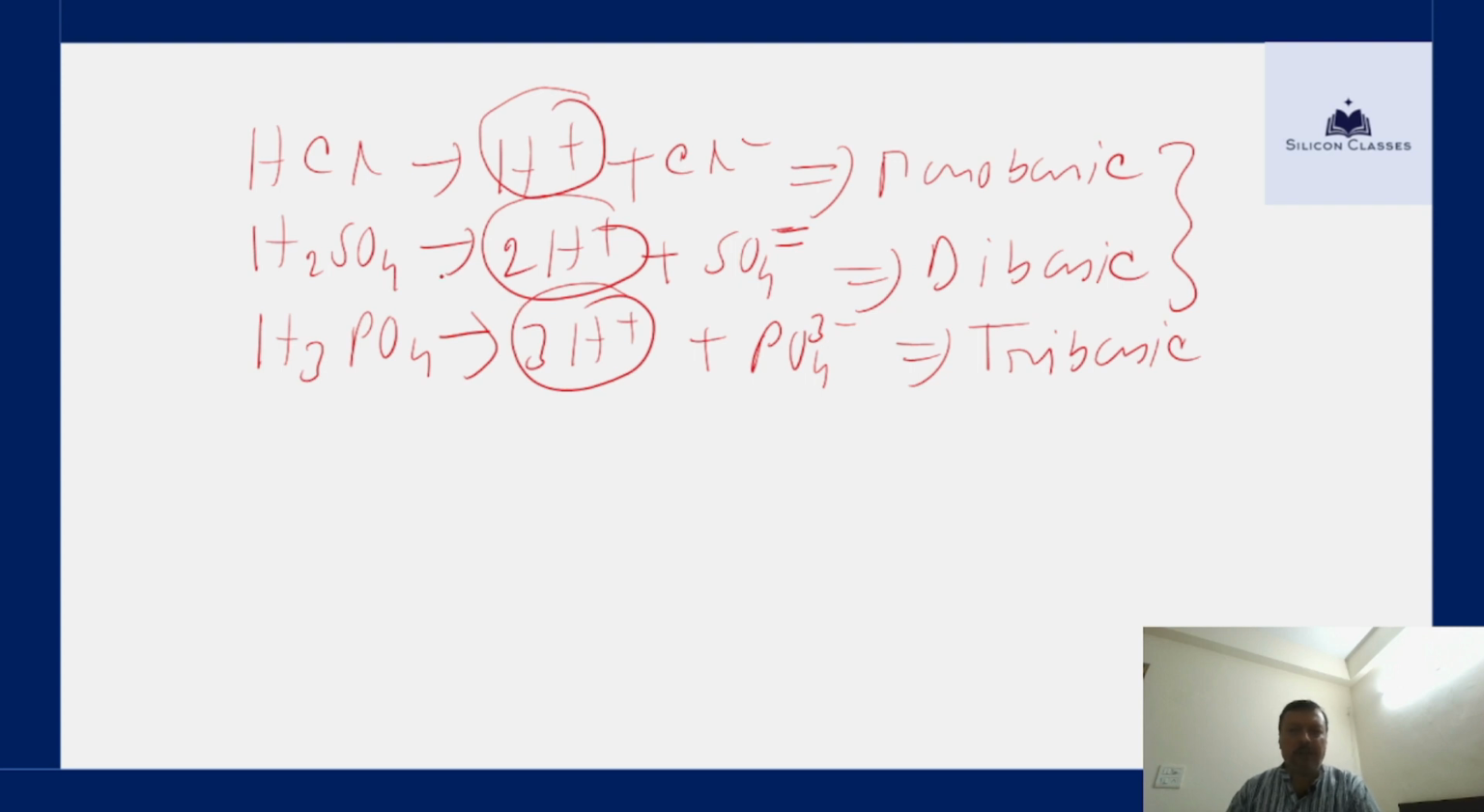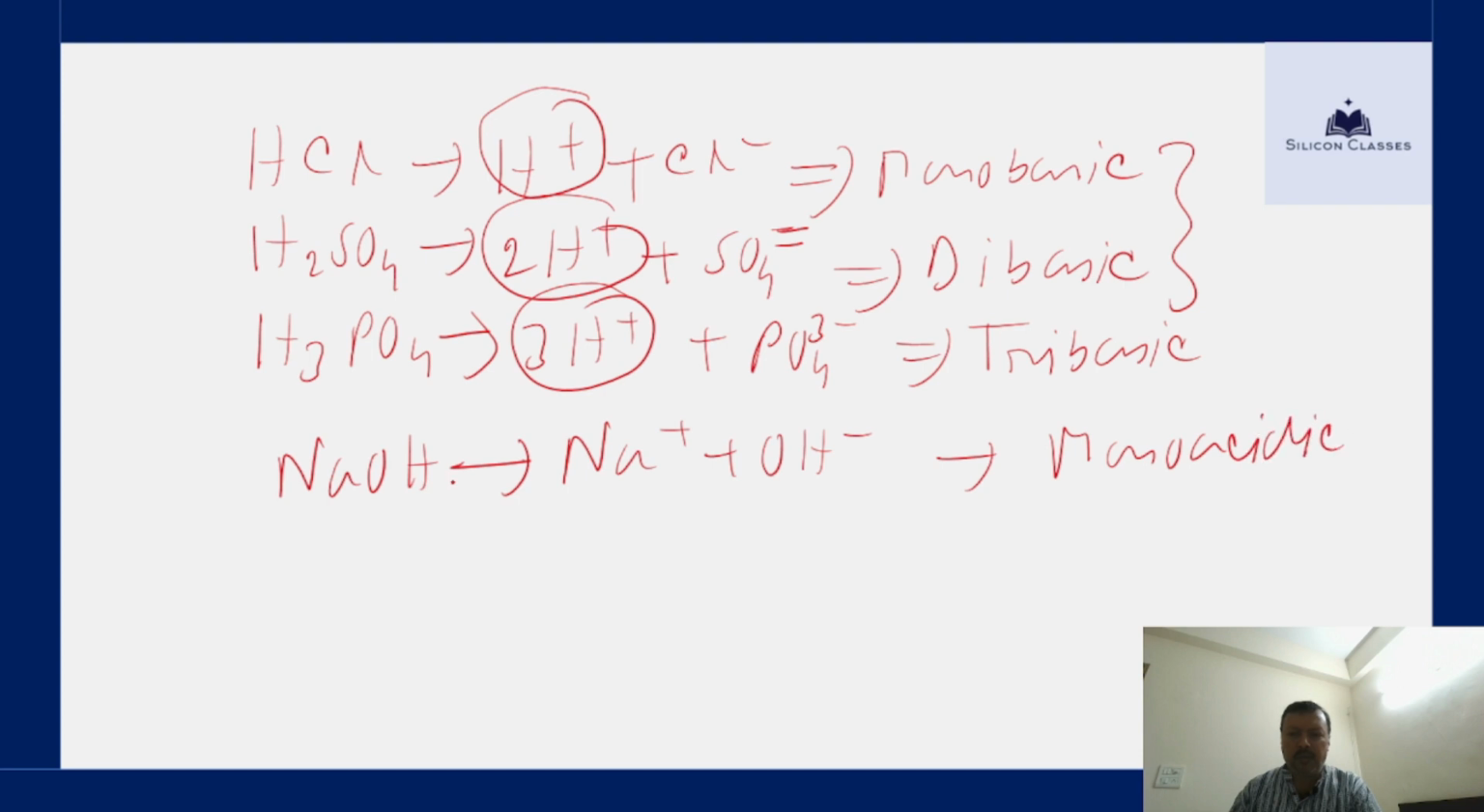Similarly, the acidity of base is nothing but the number of hydroxide ions produced when a base dissociates. For example, NaOH, while it will dissociate to form one hydroxide ion, so it is a monoacidic base.